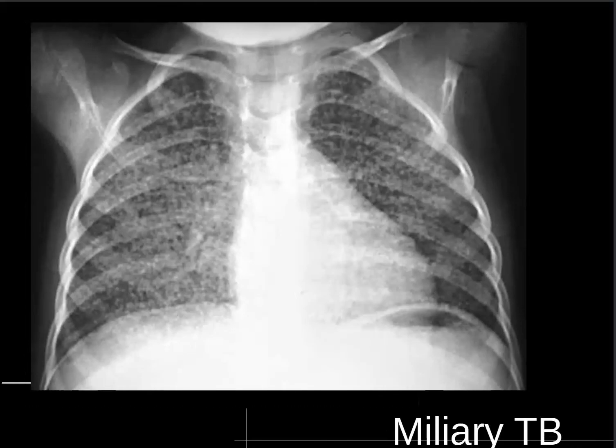Other patterns, this is what we call a miliary pattern, which essentially means lots of tiny nodules throughout both lungs, and the differential includes miliary TB, particularly if the patient is unwell. Thyroid metastases can look like this. Sarcoidosis can also look like this, but it all depends on the clinical picture. So if the patient is unwell and septic, it's likely to be miliary TB.